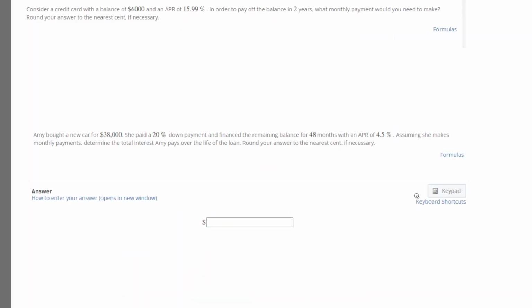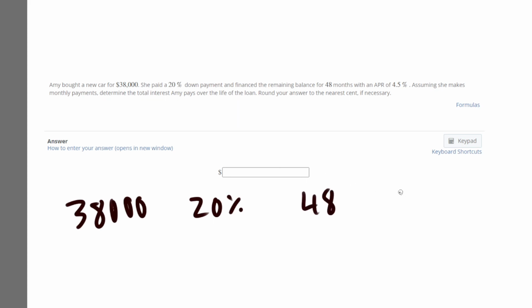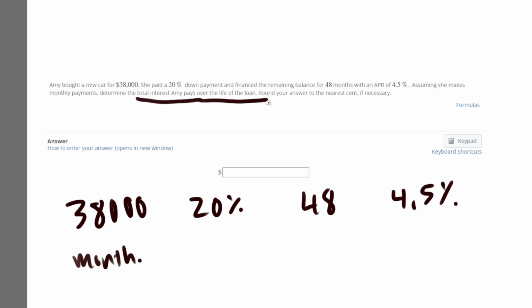So now we'll go up to some of the more simple problems that are more payment. Amy bought a new car for $38,000. She paid a 20% down payment and financed the remaining balance for 48 months with an APR of 4.5%. Monthly payments. We want to find the total interest Amy pays over the life of the loan.